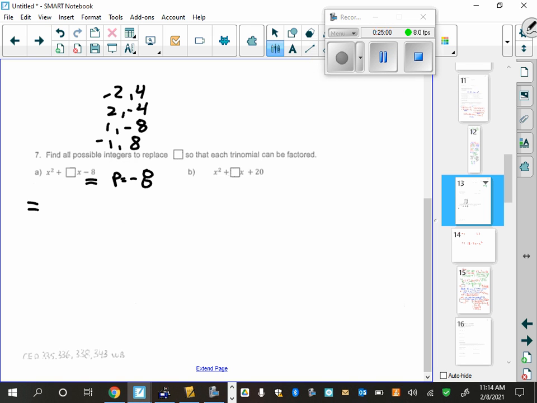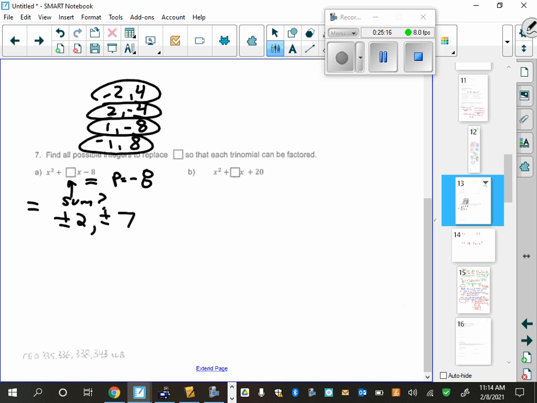They're asking you, what's the possible sum of these numbers? So the answer is 2 and -2, so you can put positive and negative 2 and positive and negative 7. That makes sense? You add these up, you get 2, -2, -7, and +7. So those are the possible numbers that can go in there to make this factorable with whole numbers. Try that one.